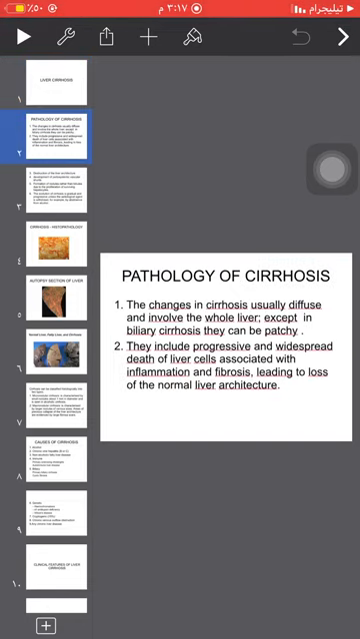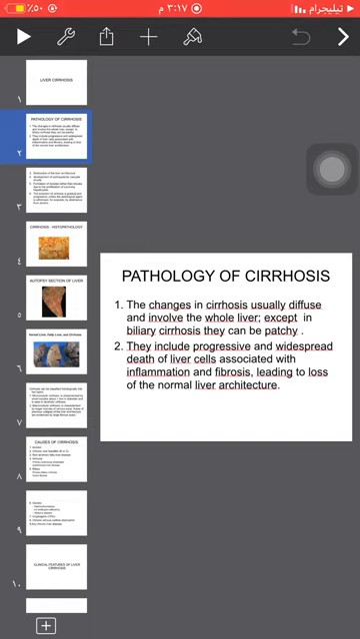طبعا pathology of the liver cirrhosis, the change in the cirrhosis usually diffuse to the wall of the liver except in biliary cirrhosis it could be patchy. يعني أنه السيروز تليف الكبد بالليفر cirrhosis يكون wall of the liver, wall of the loops of the liver. أما بالبلياري cirrhosis ممكن أن تكون patchy يعني المنطقة معينة cirrhosis.